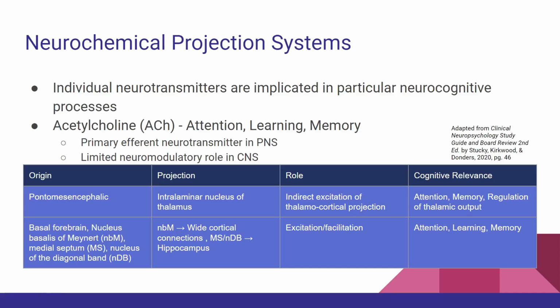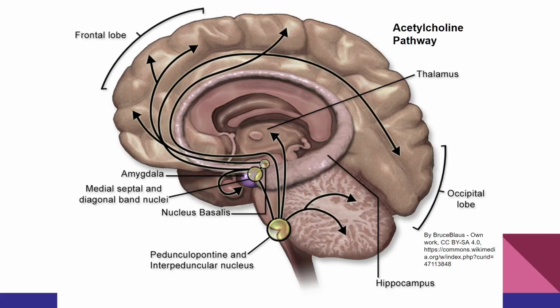If you look at the chart down below, you can see how some of these connections run within the central nervous system. For example, one connection starts in the pontomesencephalic areas, and it projects and connects to the intralaminar nuclei of the thalamus. And there, it causes excitation of the thalamocortical projections. And that's how it modulates different cognitive processes. This pathway plays an important role in attention, memory, and overall regulation of these thalamic outputs. And if you look at this graphic, you can see the cholinergic pathways with some notable nuclei and the extent to which these connections spread throughout the brain.